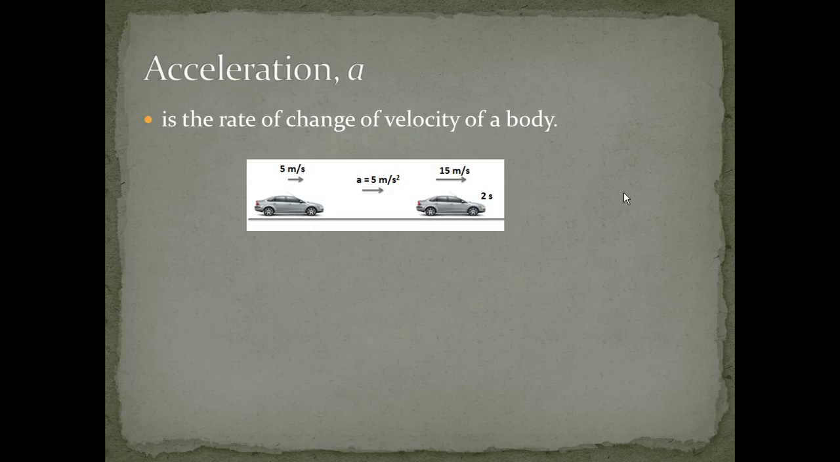So the question now is how much is the value of the acceleration of the car when it increased its speed from 5 meters per second to 15 meters per second. Okay, so in terms of the formula, how do we compute for the acceleration of an object? We simply get the difference between the final velocity or the later velocity minus the initial velocity, divided by the time interval between the changing of the velocities from its initial value to its final value.